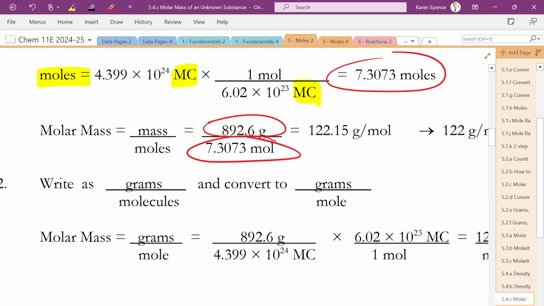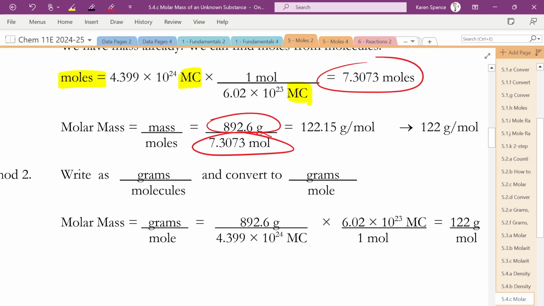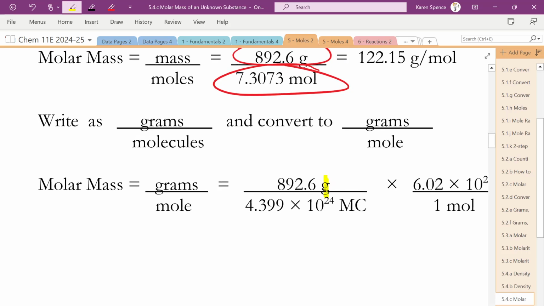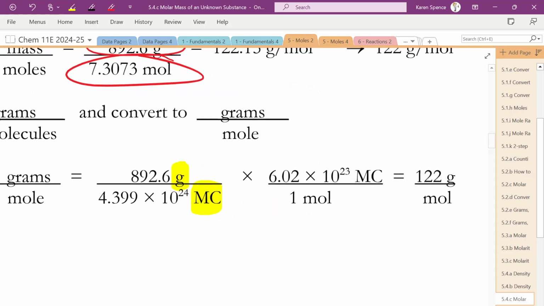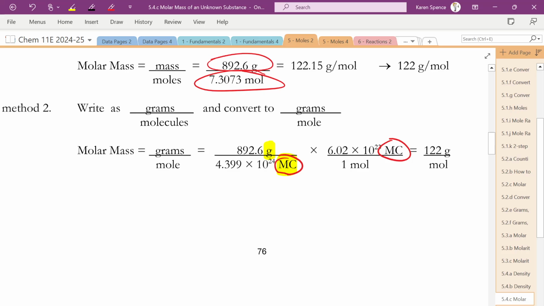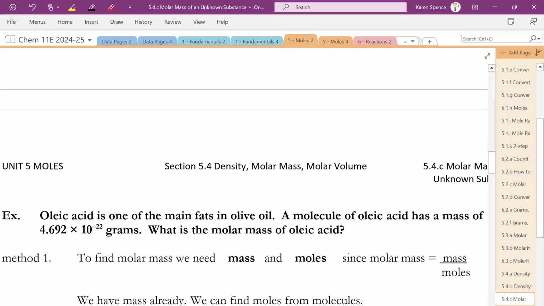Okay, so option B is to write your molar mass to start out with grams on the top and molecules on the bottom. So you really have grams per molecule here, yes? And then you can convert your molecules by canceling them this way, yes, per mole. Whichever method you prefer is fine, yes? Okay. Is there anything else we need to know here?